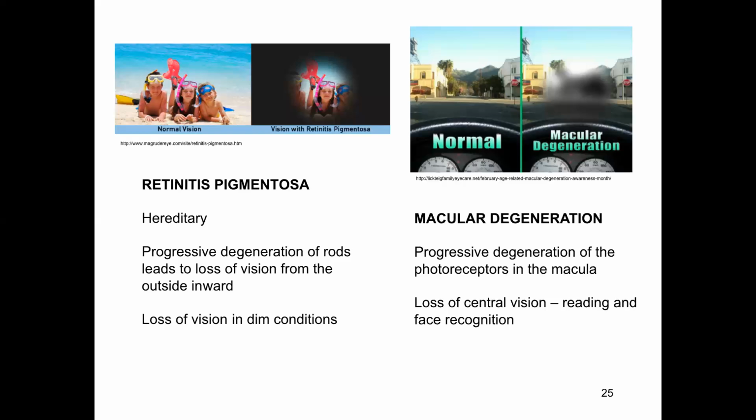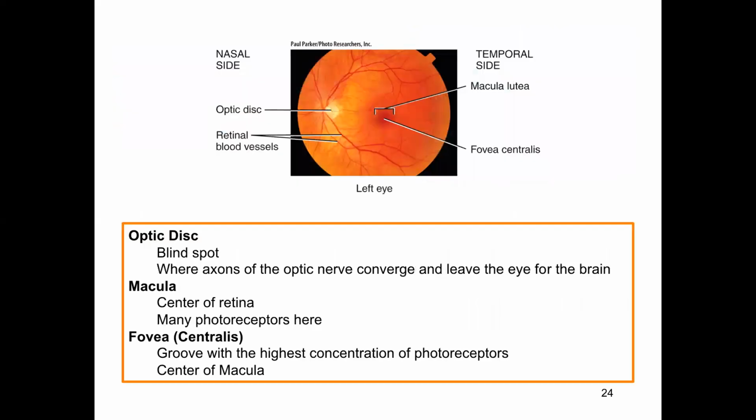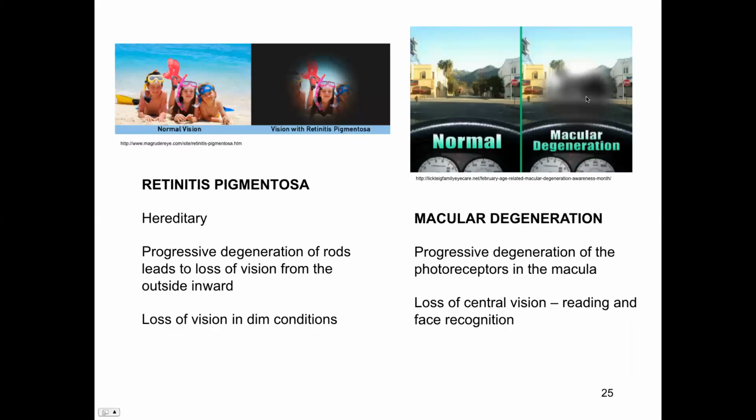Now, that's different than macular degeneration. So remember, the macula is where we have most of our photoreceptors. So here, the degeneration is happening in the center. So it gets really hard to read and look at faces, okay? So you're losing it from the middle outward, okay?